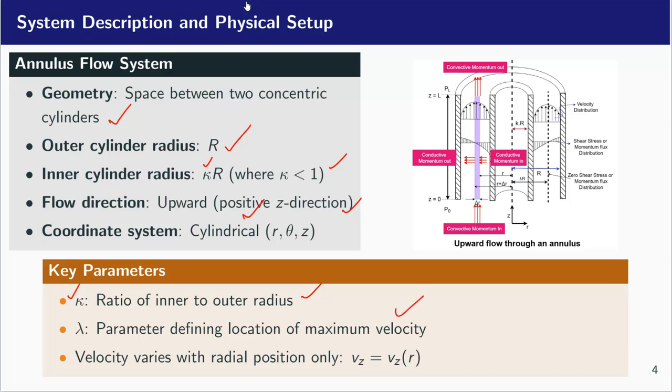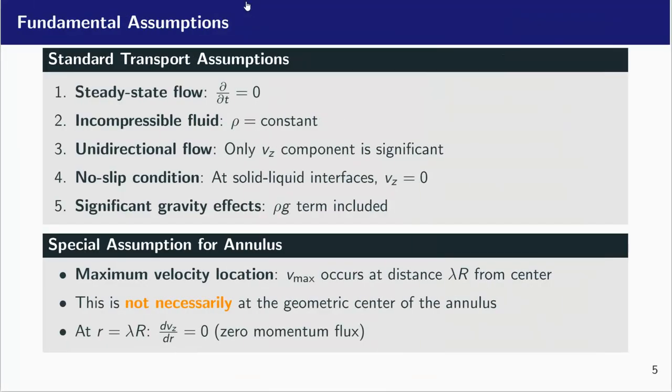Velocity varies with radial position only: v_z equals v_z of r. We will come to the details. Now here are the fundamental assumptions.